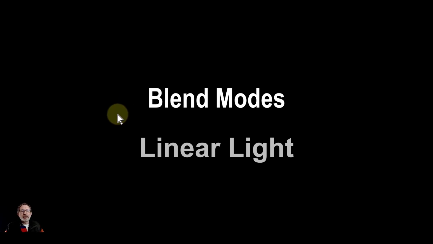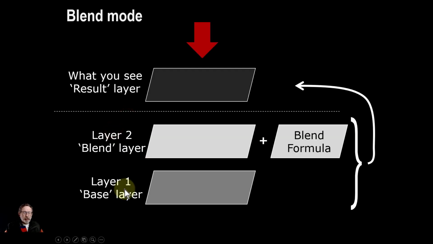Let's look now at the linear light blend mode. Just as a reminder, with blend modes we have a layer underneath, which is the base layer, and the layer on top, which is the blend layer. We apply a formula, the blend formula, which in this case is linear light, and that gives us what we actually see.